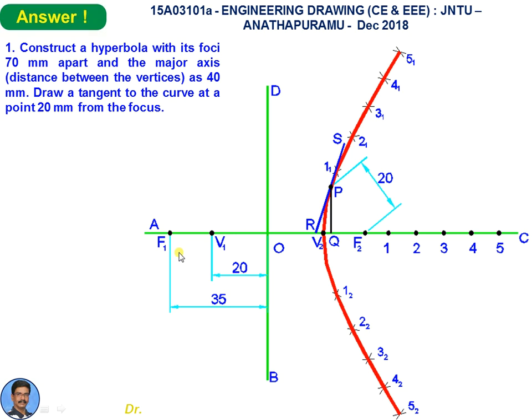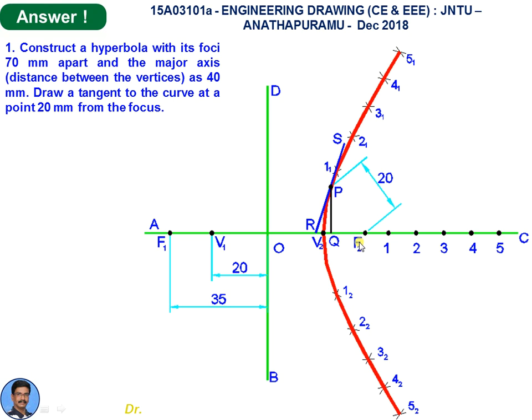The answer is, first you draw a line AC, and on it mark the foci F1 and F2, such that the distance between F1 and F2 is 70 mm. Then you mark the vertices such that the distance between the two vertices V1 and V2 is 40 mm. So that is the first step.